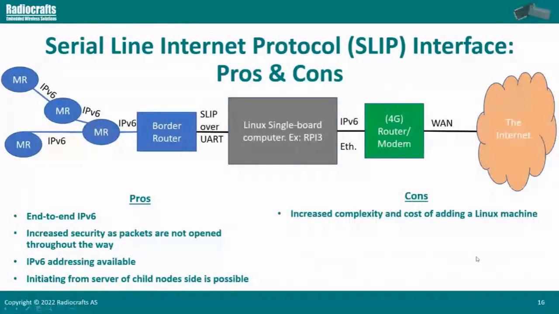So again, briefly, what SLIP does is that we run a firmware on a Linux machine, which is provided by Radiocrafts. It takes the IP packets, which are sent over UART from the border router, not over Ethernet, but over UART from the border router, and it outputs them over Ethernet or Wi-Fi or whatever. So packets stay IPv6 all the way, and you get the security and you get the global addressing capabilities.